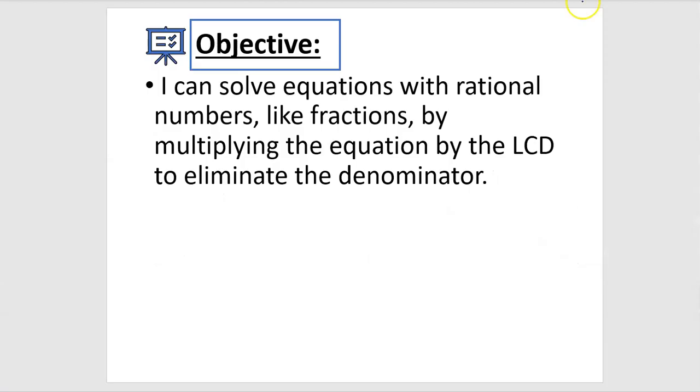All right, ladies and gentlemen, you have reached the video where we're going over 7.2. We're doing part 2 with part 1 with fractions. Okay, so grab your notes, settle on down, and we're going to go over how to solve equations with rational numbers like fractions by multiplying the equation by the LCD to eliminate the denominator, okay? But keyword is we're going to figure out how we can get rid of our fractions and turn them back into regular equations with whole number terms.